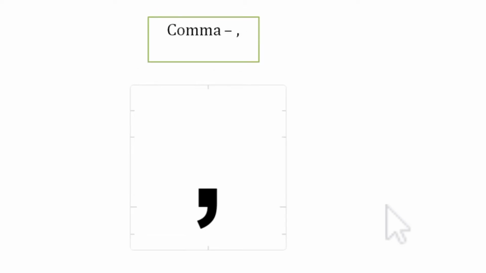Next is comma. It is a punctuation mark that indicates a pause between parts of the sentence or separates items in a list. This sign, comma, we use in our daily English writing or daily English paragraphs, where we use some pause. There we can mark a comma.